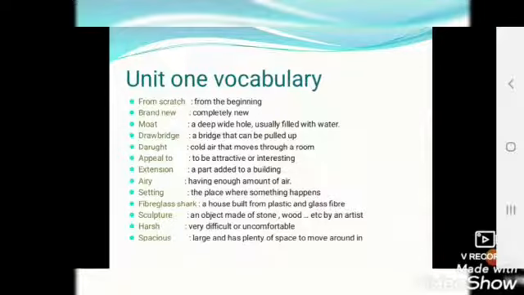Harsh means very difficult or uncomfortable. Spacious, it means large and has plenty of space to move around in.